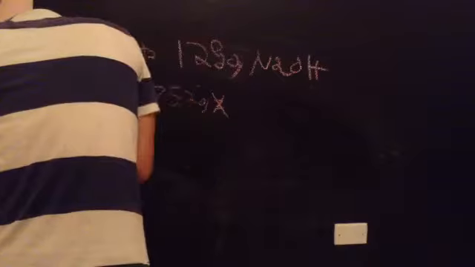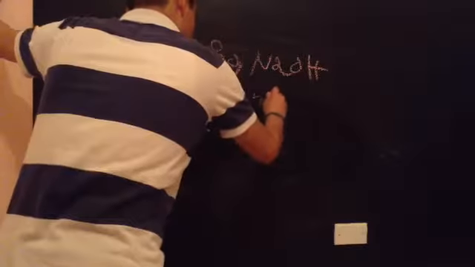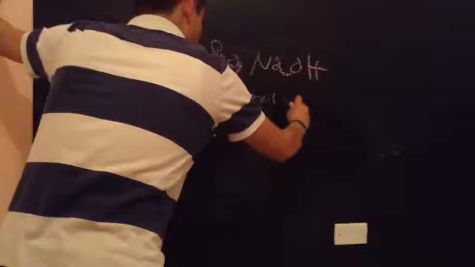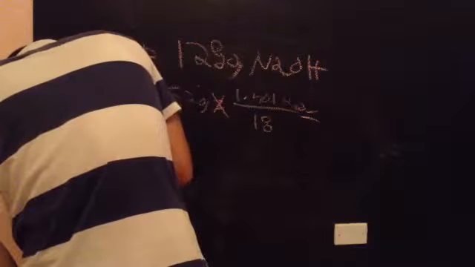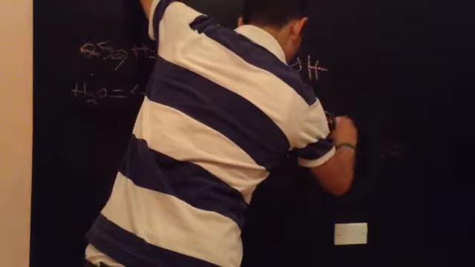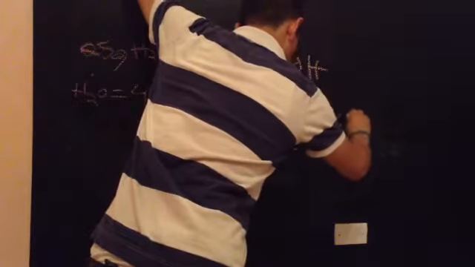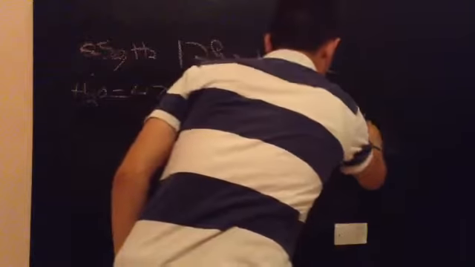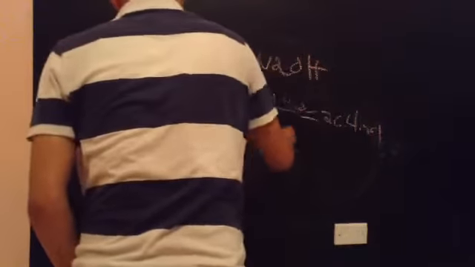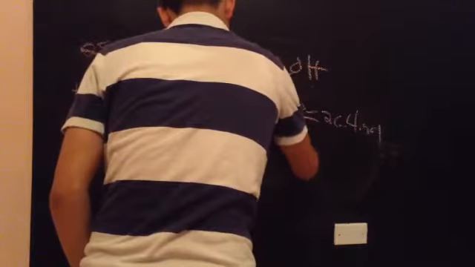times 1 mole of H2O, which is actually just 18. And the answer would be 26.4 moles of H2O. Yeah, you know how it works.